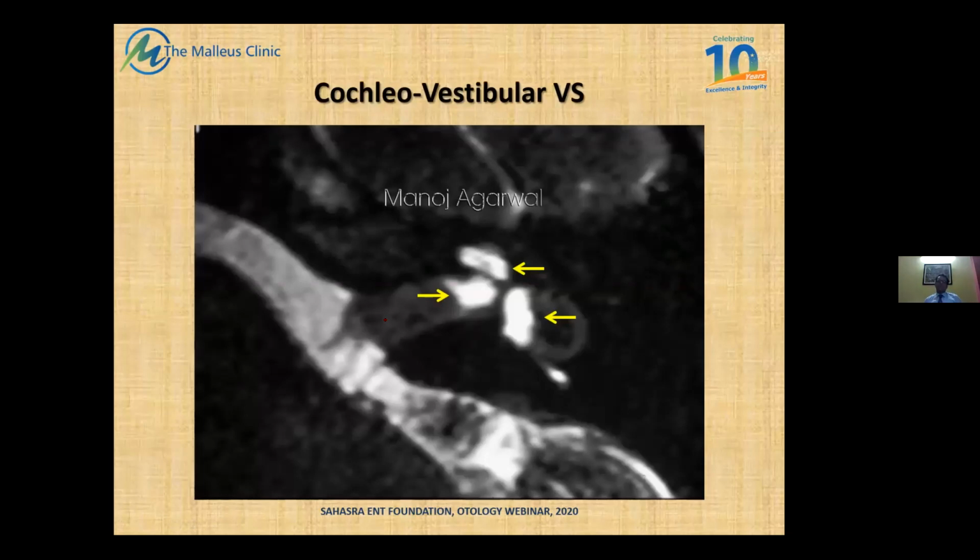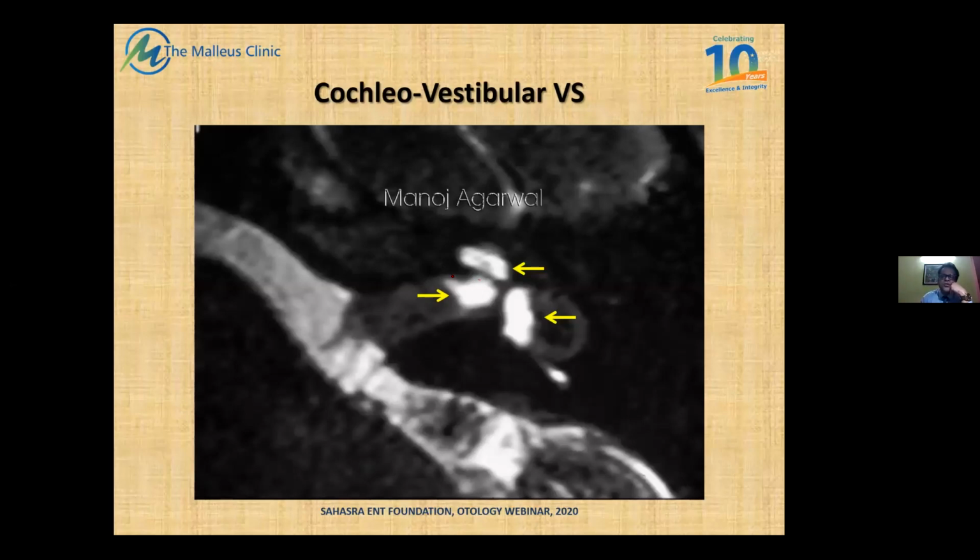Now, this is what I was talking about. I'm sorry, I have included a few MRI slides here just to give you an idea that as far as CP angle tumors are concerned, MRI is your investigation of choice. Don't ask for a CT and then ask for an MRI again. First do an MRI, and then if there is any confusion, then go in for a CT scan.